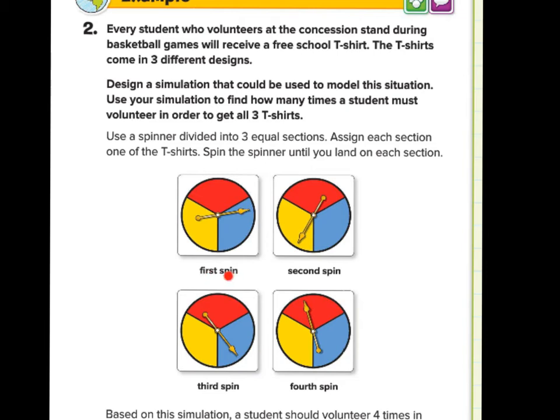So first spin, blue. Okay, so we got that one. Second spin, oh, the other shirt. Third spin, we go right back to blue. So the first time you volunteer and the third time you volunteer, you get the same shirt. And then the fourth time, you got lucky and you got the third shirt in the combinations. So for this trial, it took 4 times volunteering. You have to volunteer 4 times to get all 3 shirts.